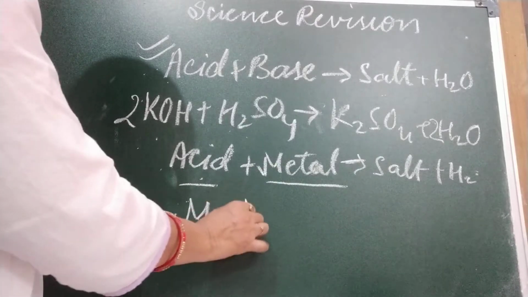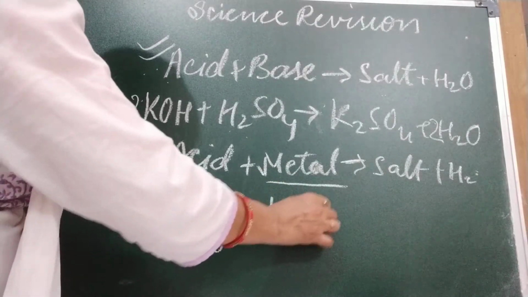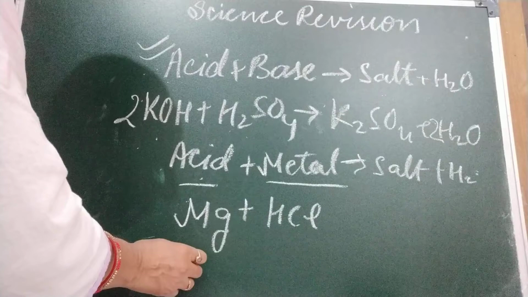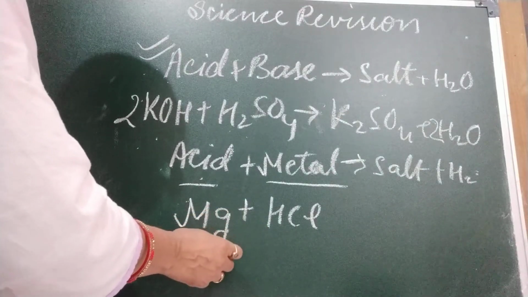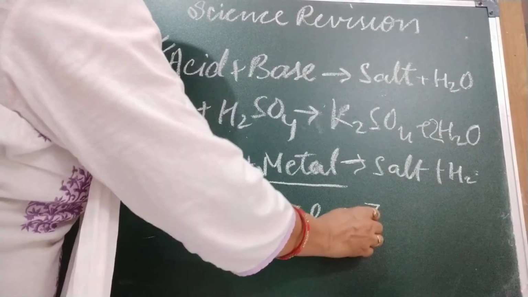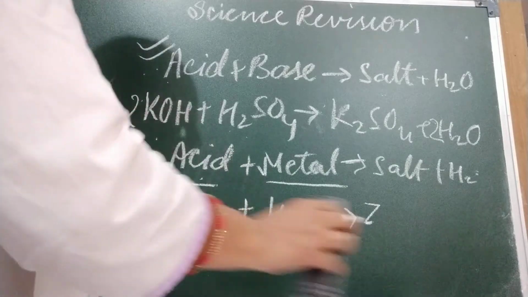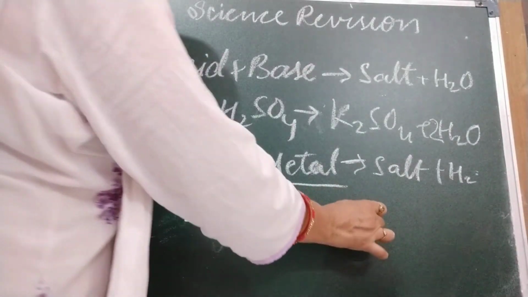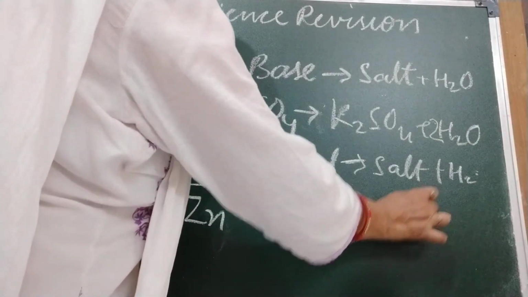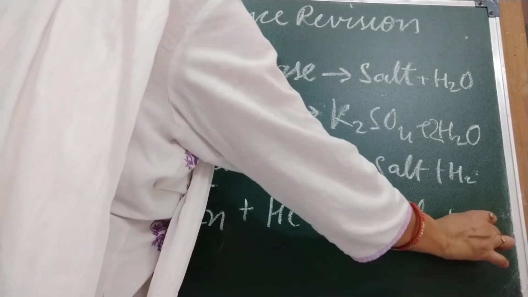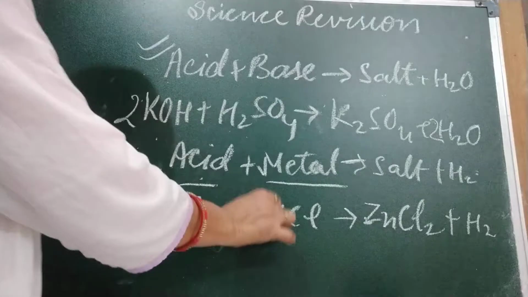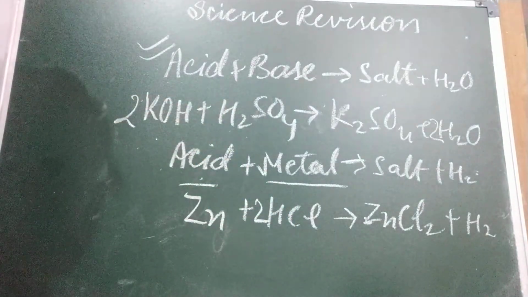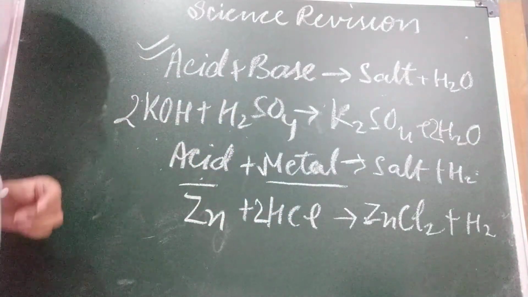When magnesium reacts with hydrochloric acid, or zinc reacts with hydrochloric acid, it will give magnesium chloride, or we will take zinc chloride, plus hydrogen gas. Okay, so this is the reaction when acid reacts with metal.